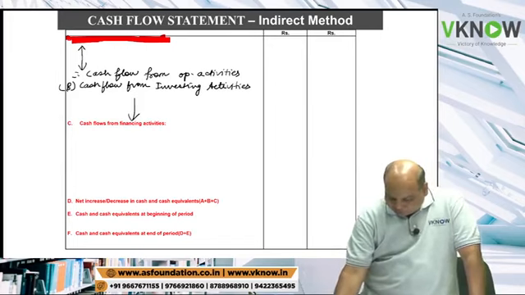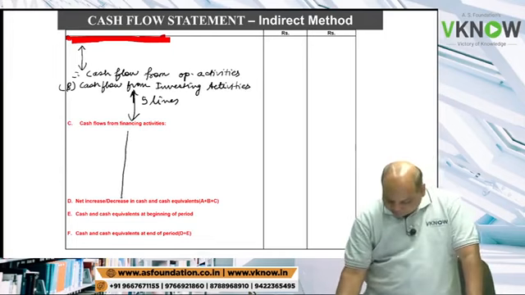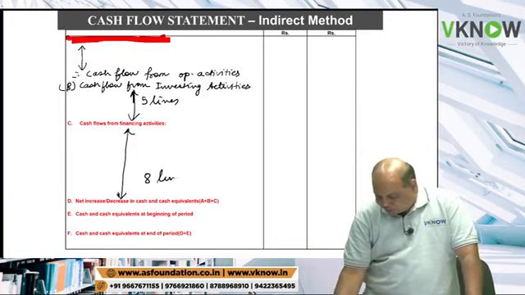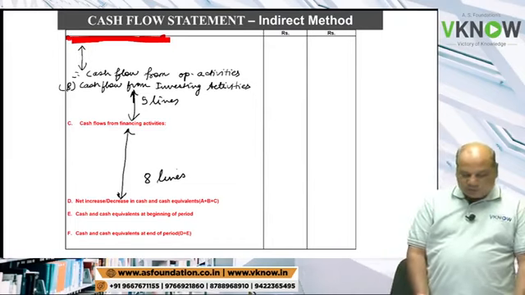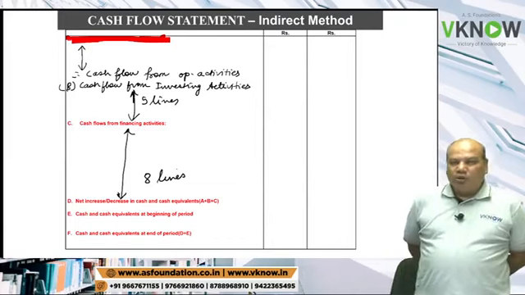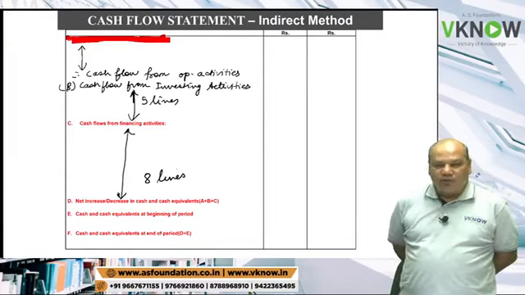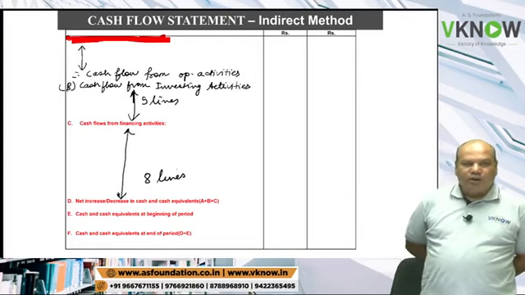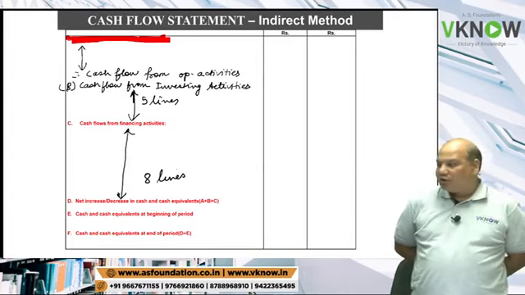Here you keep 5 lines blank. Cash flow from investing activity. Cash flow from financing activity, keep 8 lines blank here. In the exam, keep more lines blank because you will not be able to do exact guesswork. So better to keep 2 or 3 lines extra in operating, investing and financing activity.